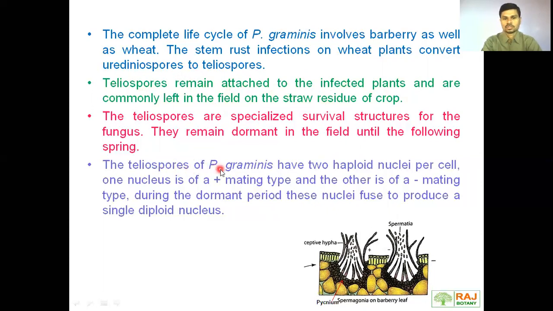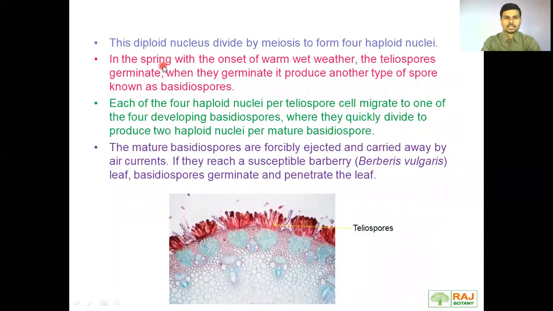These teliospores of Puccinia graminis have two haploid nuclei. One is the plus mating type, another is the minus mating type, and during the dormant period these nuclei fuse to produce a single diploid nucleus. These are the plus mating type and these are the minus mating type. Then the diploid nucleus divides by meiosis to form 4 haploid nuclei.